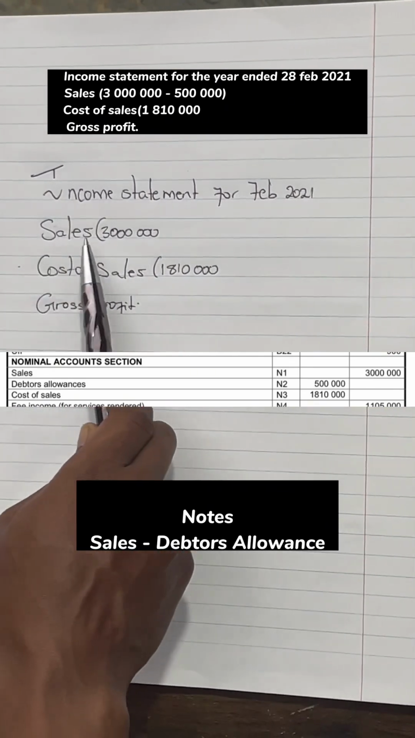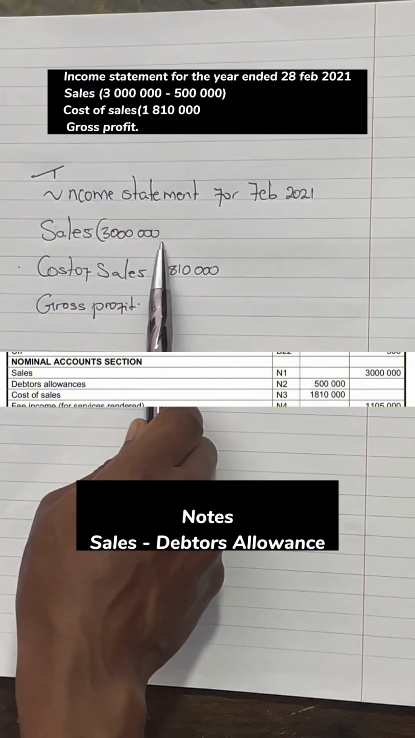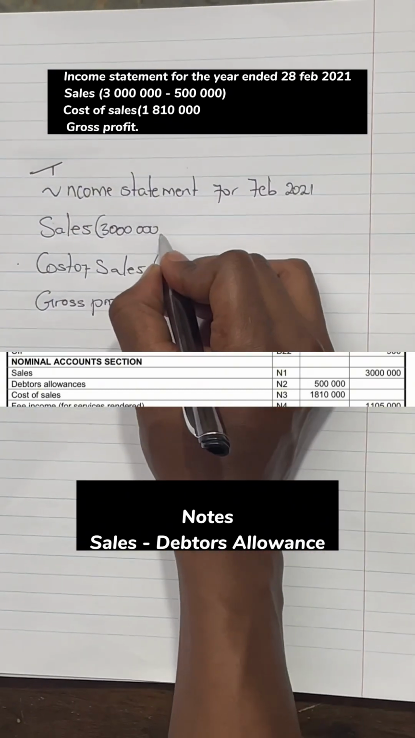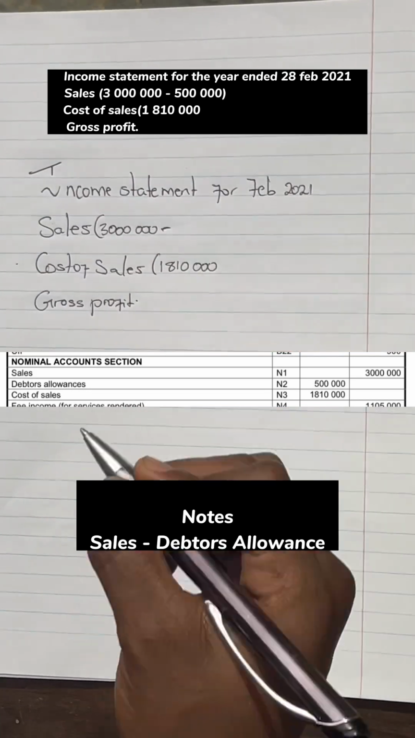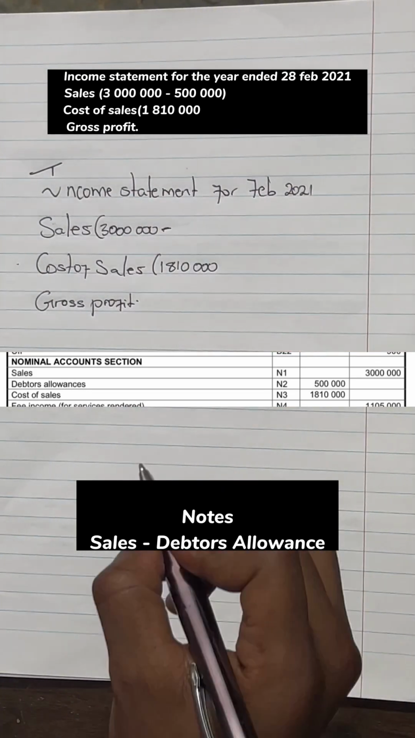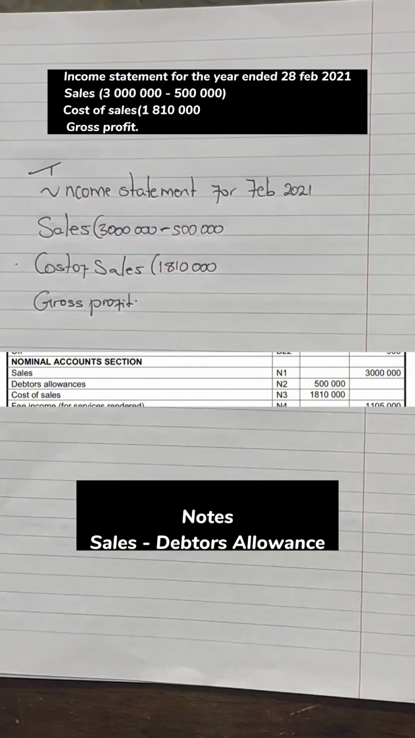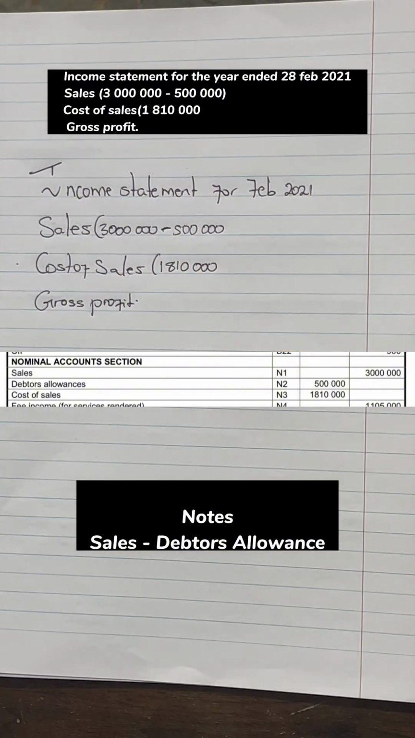And then guys, the rule that I always tell my learners is that before you do sales, you need to take your sales and subtract the debtors allowance. Let's go to our trial balance. Do we have a debtors allowance? Yes, we have. Then we subtract 500,000 for our debtors allowance, and then we are safe. We can go for our transactions.